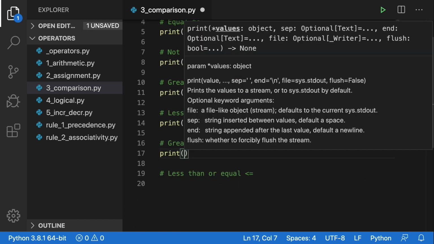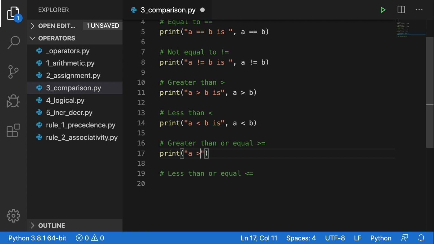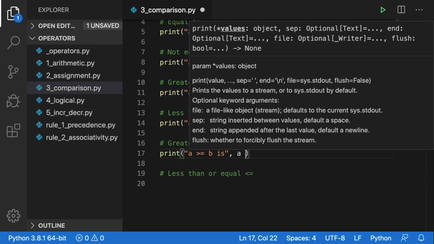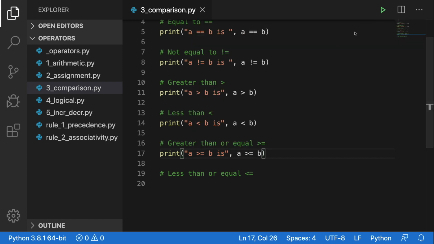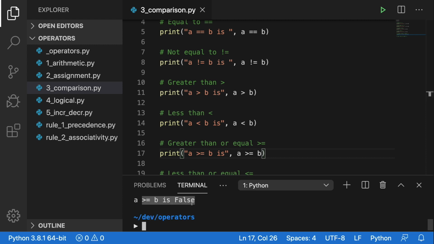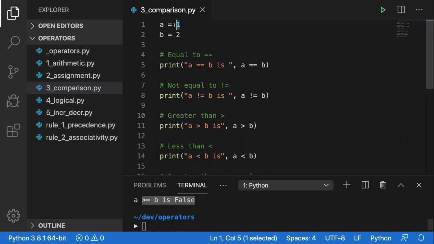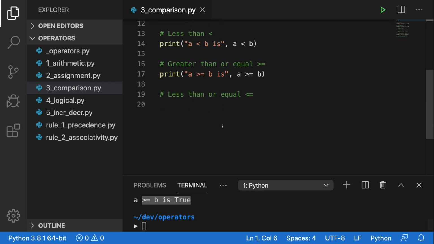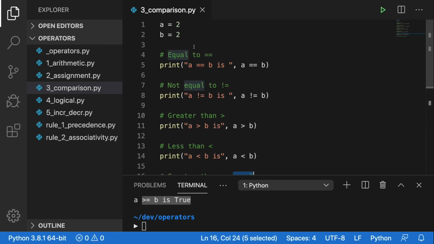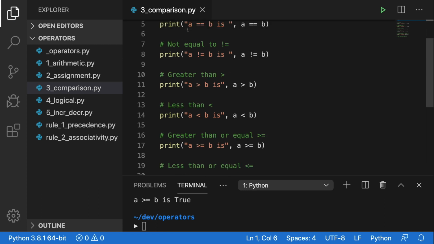Greater than or equal looks like this: A is greater than or equal B. The result is false, because A is not greater than or equal B. If I change this to 3, it will be true, and if I change this to 2, because it's greater than or equal, and it equals, now it should be true as well. Okay, I change it back.